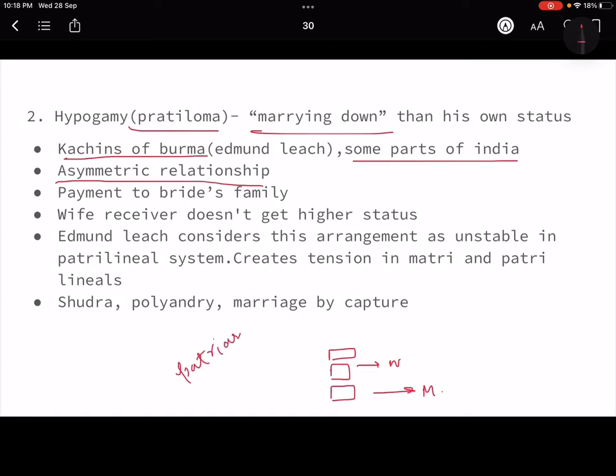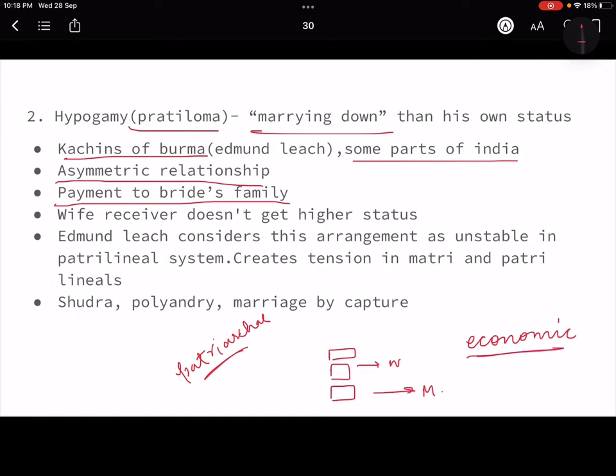So in a patriarchal society, marrying downwards by a woman is not symmetric. That means it would not work, right? We'll see how it doesn't work, don't worry. For example, in this kind of marriage, there is payment made to the bride's family.